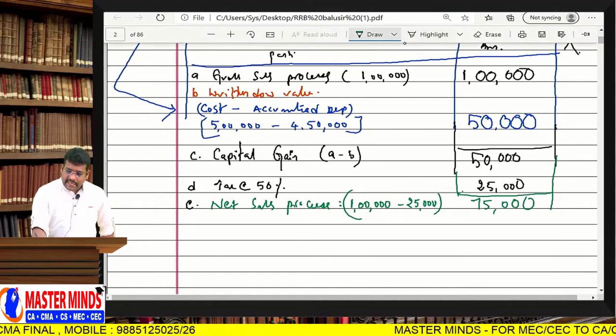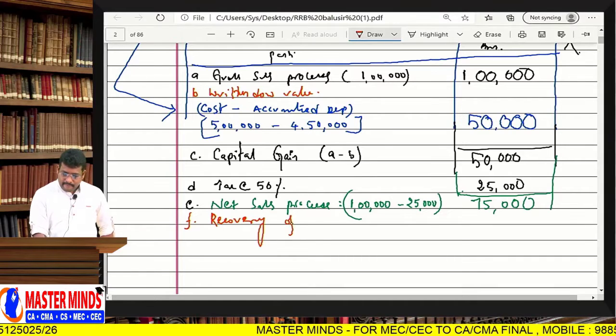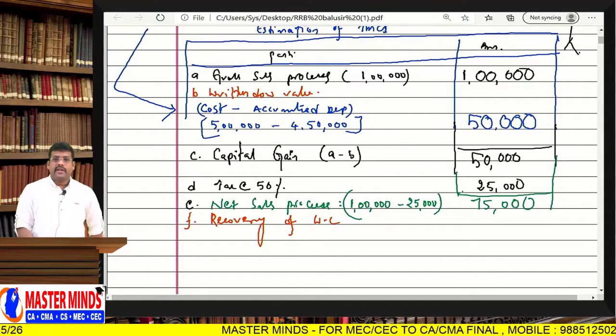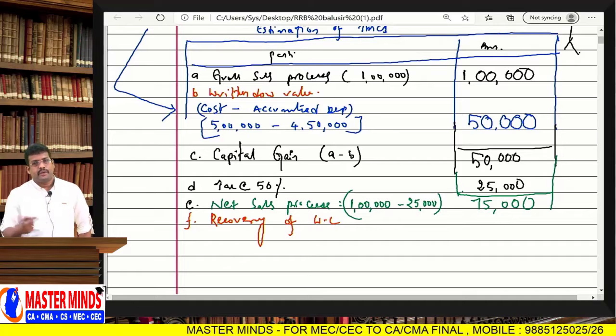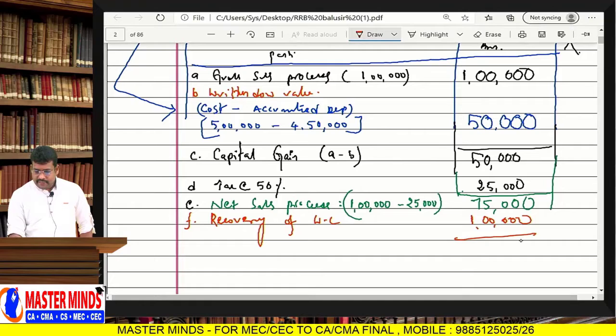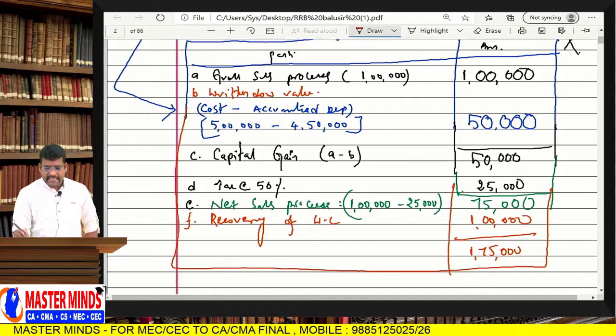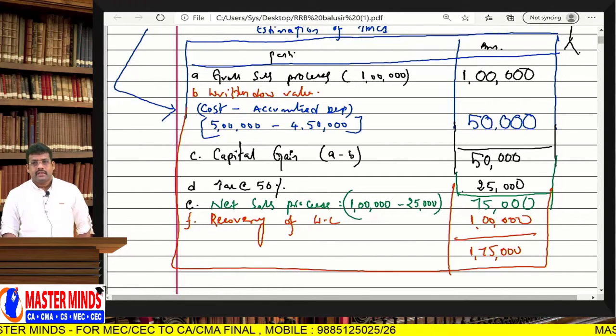If at all working capital is there, then you can also recover the working capital. Recovery of working capital. Suppose you made an investment of 1 lakh rupees, you can also recover it. This is the 1 lakh rupee. So finally you will get 1,75,000 rupees as a terminal cash inflow if you get a profit, a gain. Not profit, it is a gain.